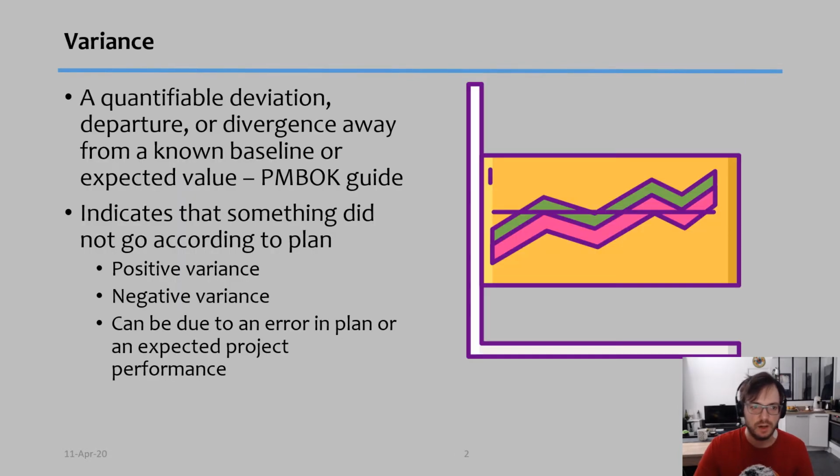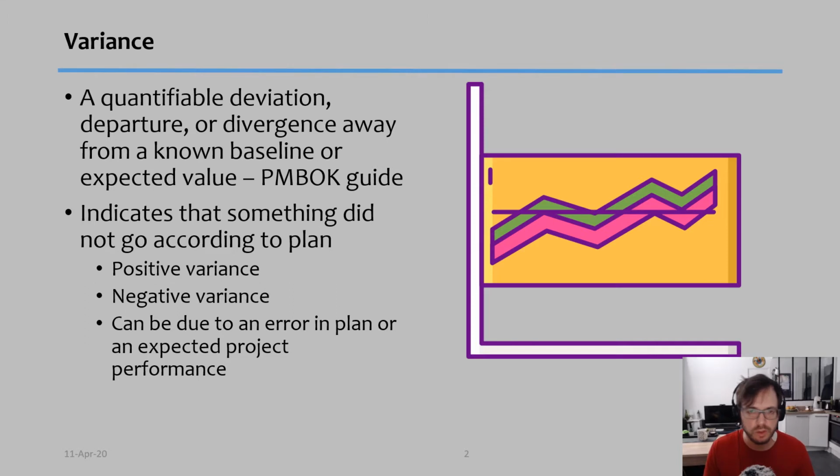Right, so we've been talking a lot about comparing our performance to the plan and so on, but how exactly do we do that? Well, we do that by using a tool called variance, and variance is very simple. It's a quantifiable deviation or departure or divergence away from a known baseline or project value. In other words, it is the difference between what we were planning to get and what we actually got.